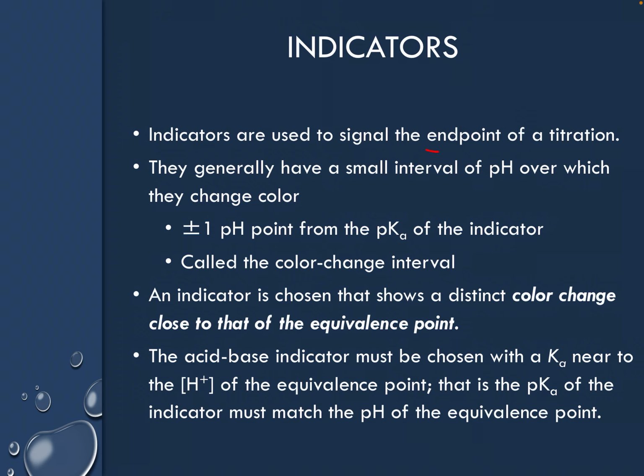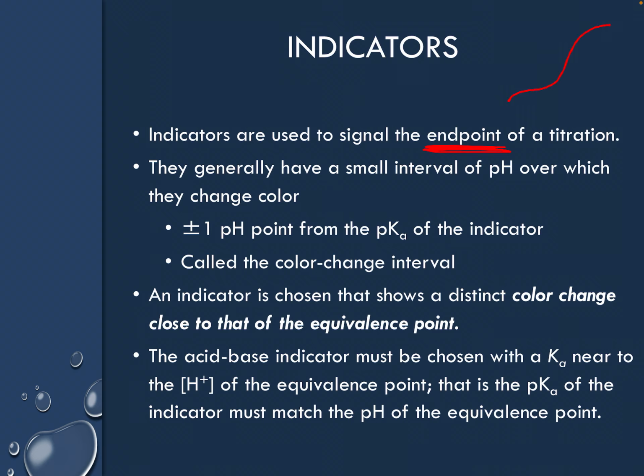So again, indicators are used to signal the end point of the titration, not the equivalence point, and they usually have a pretty small interval of pH over which they change colors, and it's going to be about 1 pH from the pKa of the indicator. So let's say the pKa of the indicator is 6, well then they would change color somewhere between 5 and 7.